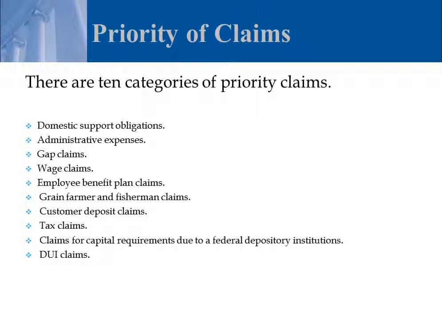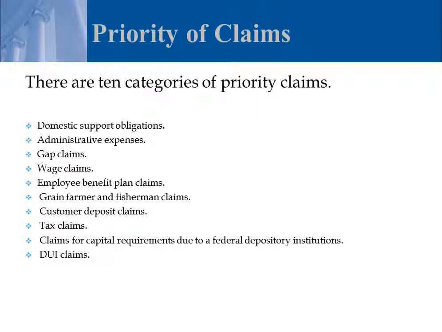Grain farmer and fisherman claims. This is a specialized category and includes claims by a grain farmer against a grain storage facility and claims by a fisherman for the proceeds from the sale of fish. The grain claims are not limited, but the fish claims are limited to $6,150 each, which means per fisherman.